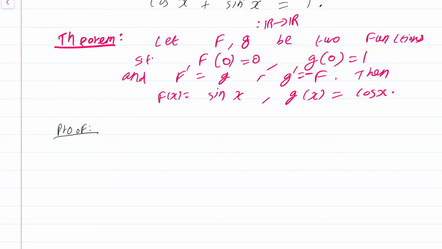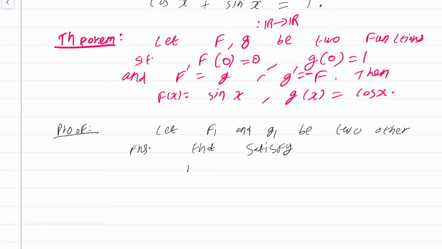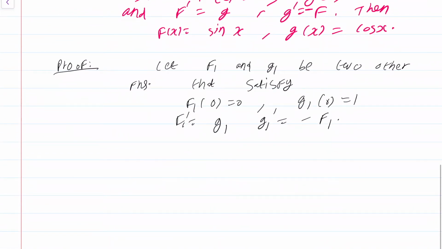So what we do is the following. Let f1 and g1 be two other functions that satisfy f1 of 0 equal to 0, g1 of 0 equal to 1, f1 prime is g1 and g1 prime is minus f1. Let's assume that there are another set of functions. What we will show is f equal to f1 and g equal to g1. In particular, taking f1 and g1 to be sine and cosine, we get that there is a unique pair of functions that satisfy these properties, and that pair is given by sine x and cos x.